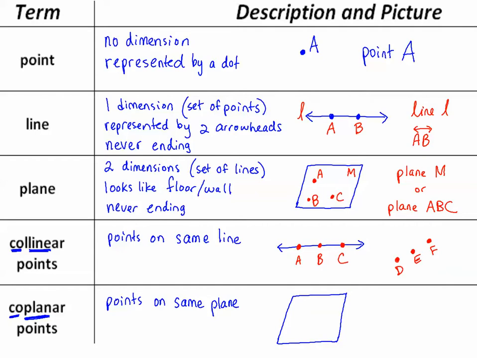So let's show coplanar points. Point A, point B, point D. These are coplanar points. Again, I don't have to show the plane for them to be coplanar. Here's point C, point Q, and point L. These are also coplanar points.